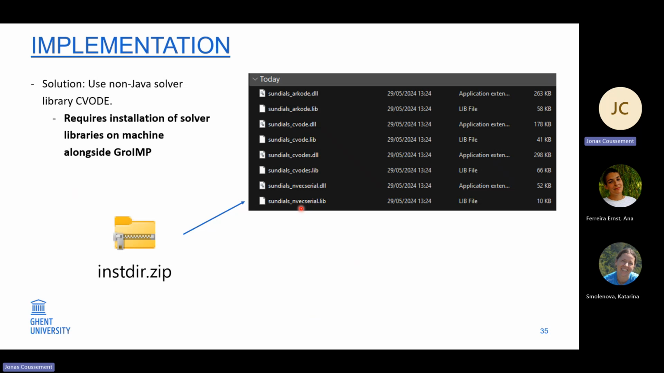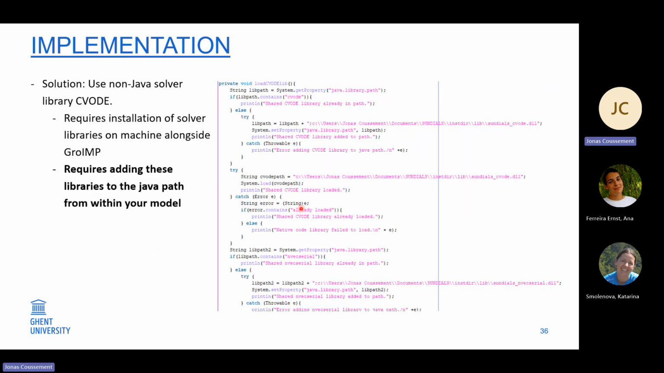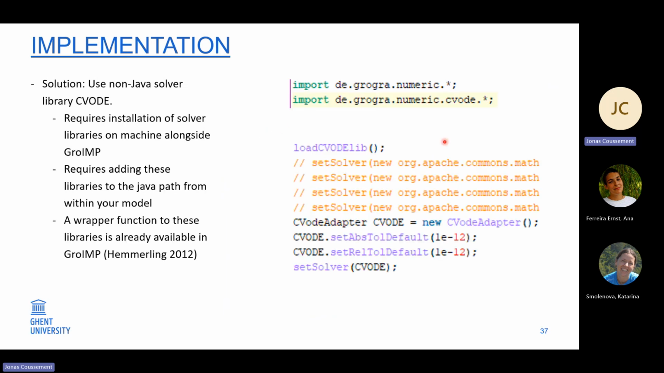They can be accessed in GroIMP by using this code. It looks complicated, but it's basically just to add it to the path so that Java knows where to find these solver functions. Then you can simply use it in GroIMP the same way you would use a normal solver. You load the library with the function that I quickly showed in the last slide, and you just make a new CVODE solver. You can set your tolerances of how much it can deviate from reality, and then you just set the solver. And then you can solve the equation set as I've shown it here.